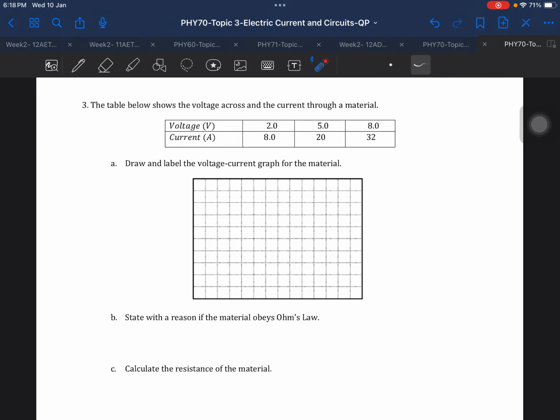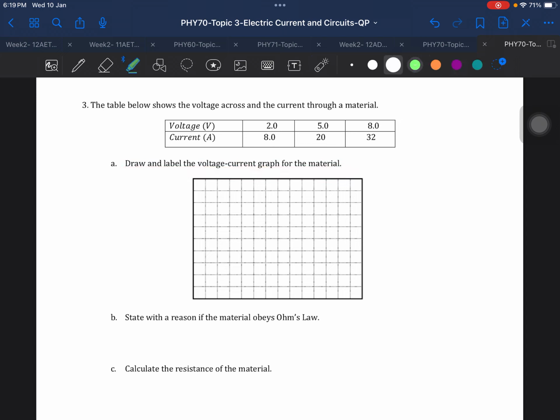In this video, we are going to solve a problem on Ohm's law. Here we have got a table which shows different values of voltages and current. So we have got 3 values of voltage and 3 values of current. So it's a data table. The first part is asking you to draw and label the voltage current graph for the material.